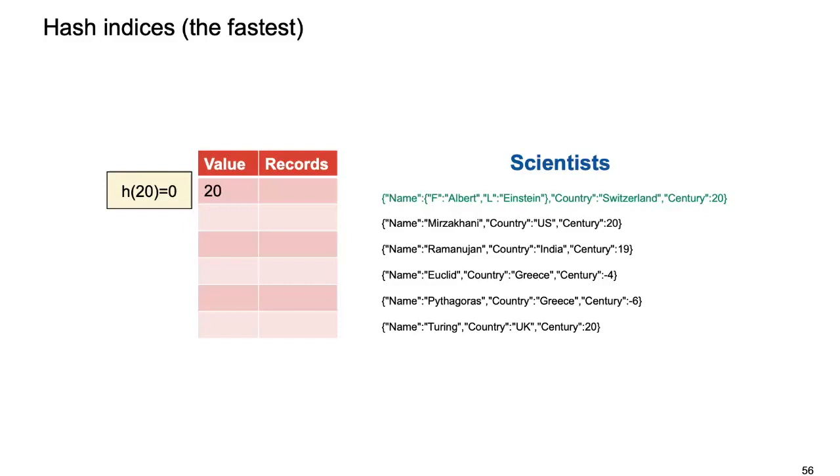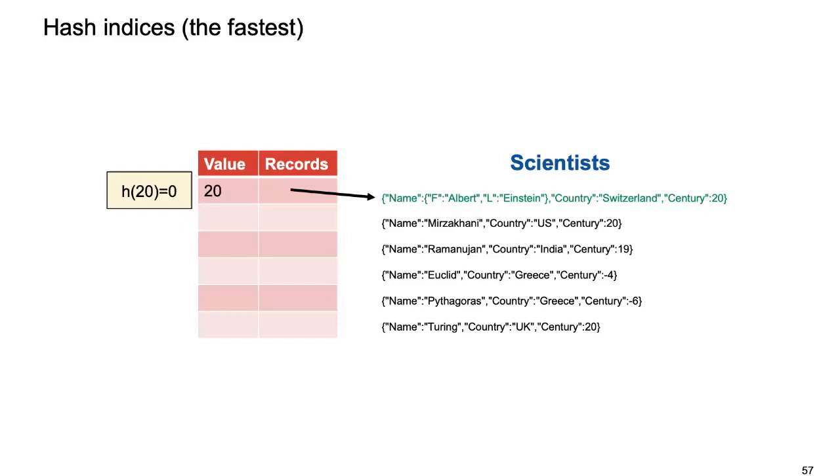So for example, here, century 20. I'm going to have a value of 20 together with a pointer to the record. But now here's the trick with the hash index. We have a magic function called h. This function is called the hash function. Who ever heard of the hash function?